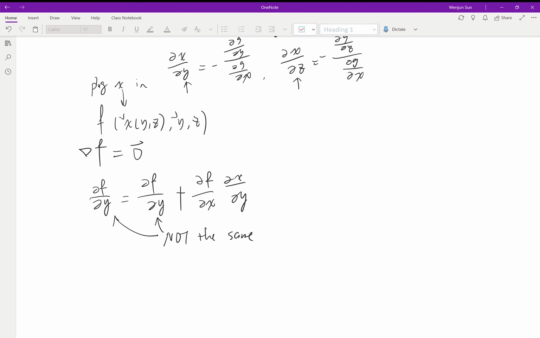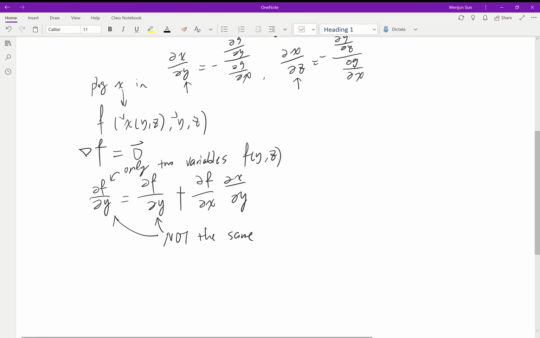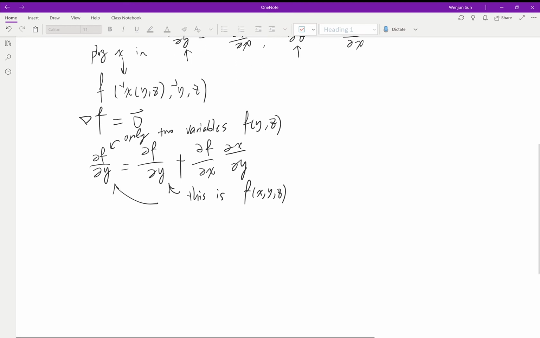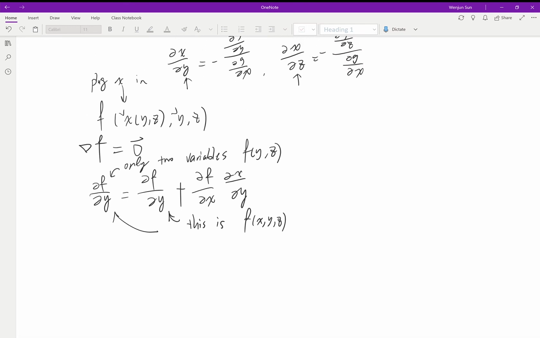This is when we consider only two variables. What I mean is we consider only f in terms of y and z when we plugged in x implicitly, and this is the whole function f of x, y, and z, the original function, right? Okay, so just bear that in mind, and then yeah, this is very bad.